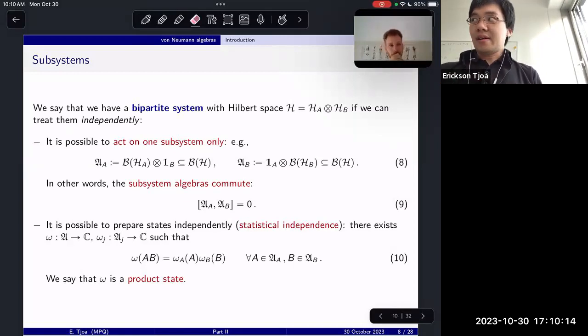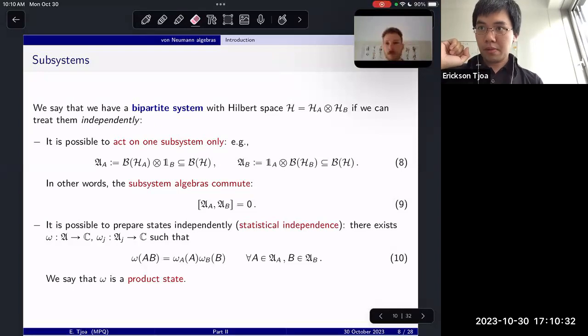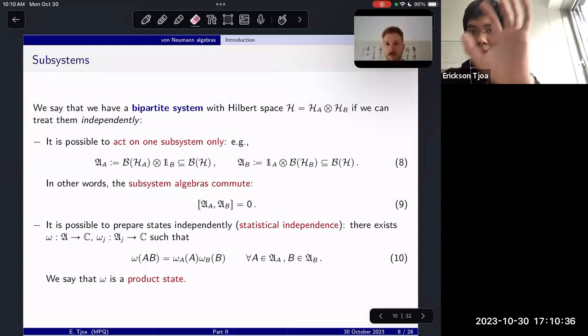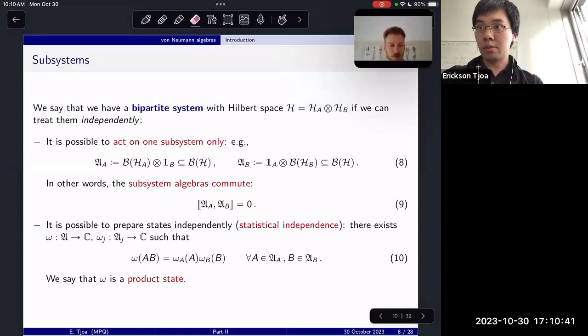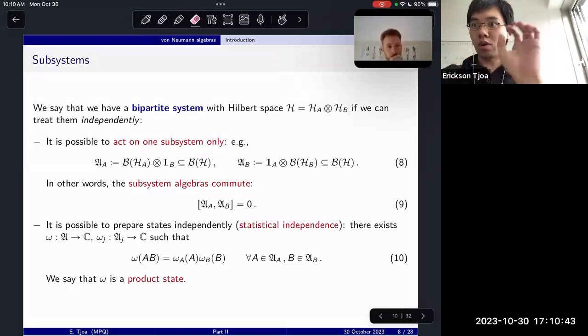We can think of a separate problem. So suppose you have a bipartite system in finite dimensions. So you have a Hilbert space A tensor Hilbert space B, and you really want to call them a bipartite system that is independent of each other if you can actually do 2 things. One, you can act only on the subsystem, right? So if you have a bipartite system, you should be able to just do operations only on Hilbert space A, or operations only on Hilbert space B, and they should commute.